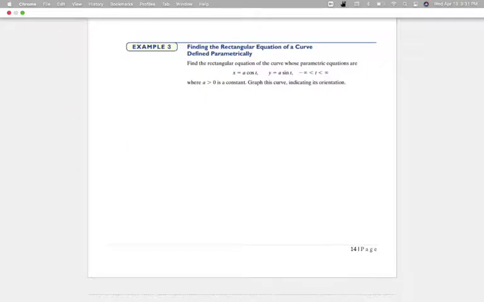Okay, on this one, we have these parametrics here. And again, they want us to find the rectangular equation of the curve defined parametrically. A while ago, I forgot to bring up the fact that in those directions it told me that it wanted me to eliminate the parameter. Eliminate the parameter basically means get rid of the t and get it in terms of x and y. It means to just get one equation in terms of x and y.